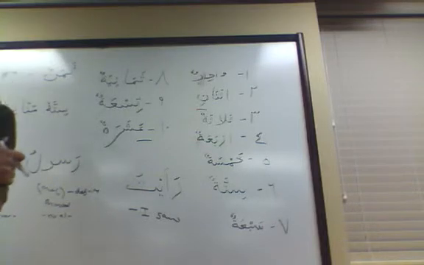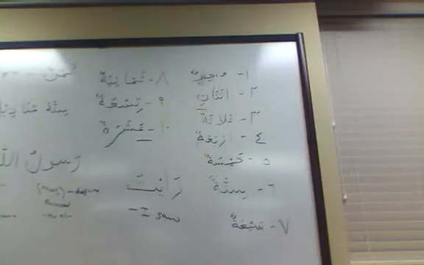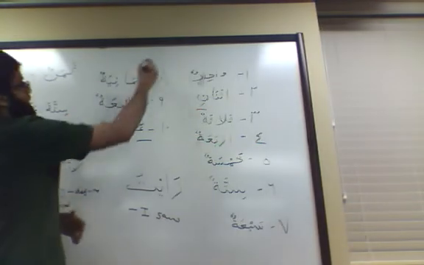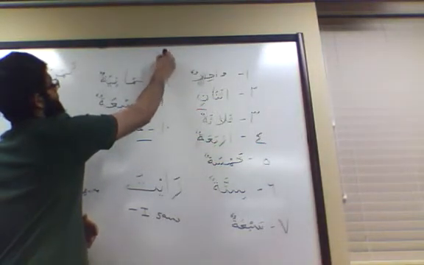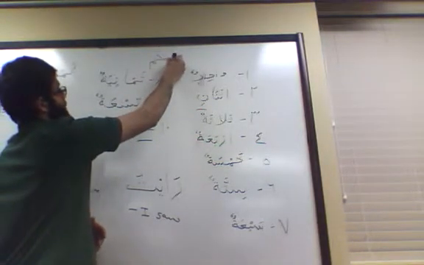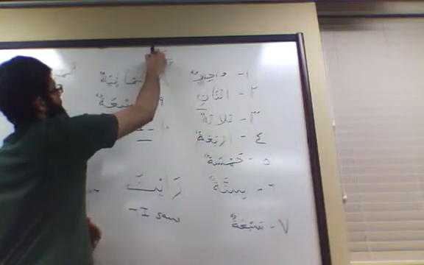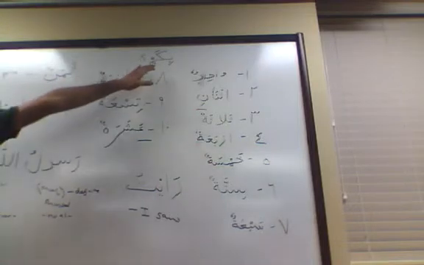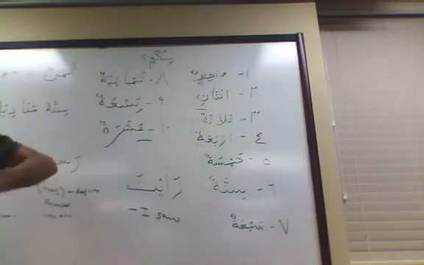So if you say kam thamanu hadha al-kitab, it's how much the price of this book, right? If you go to Saudi or anywhere actually, usually people will just shorten that and say bikam. So B is a harf jar, and then kam is how much. So you just say bikam, and it means for how much.